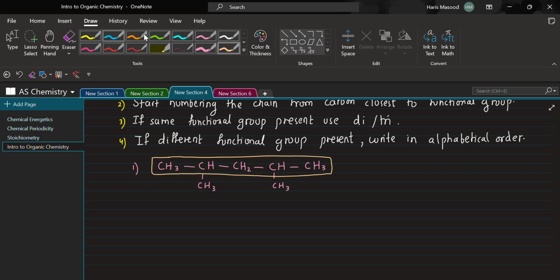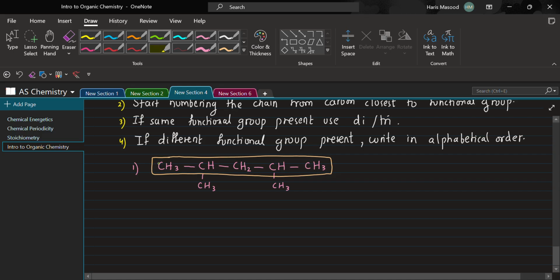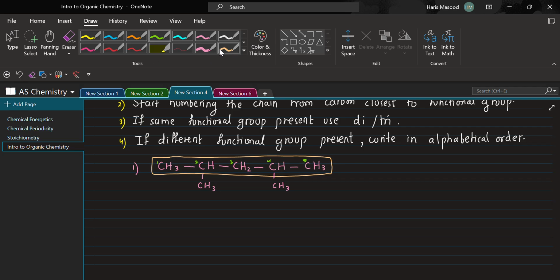Now number it. It would be 1, 2, 3, 4, 5. You can start the numbering from here as well. But I can see that on every side the functional group is on the second carbon. The first, that is the closest one, is at the second carbon. So no matter from where you start, the naming would be the same. Now you have to name it.